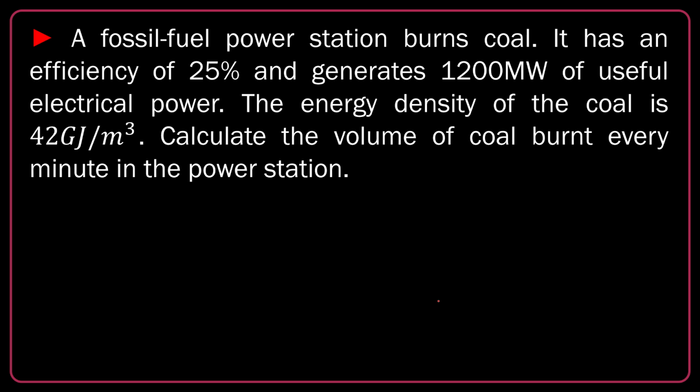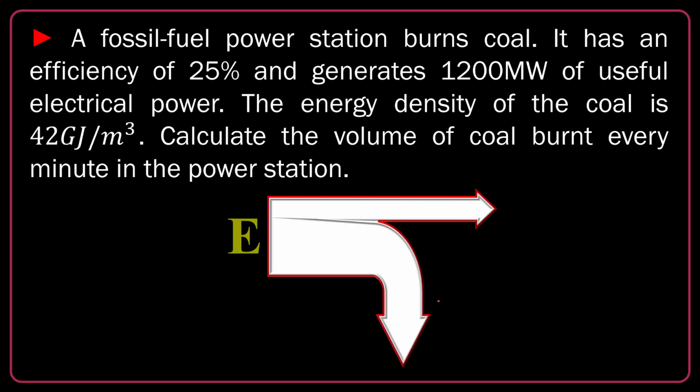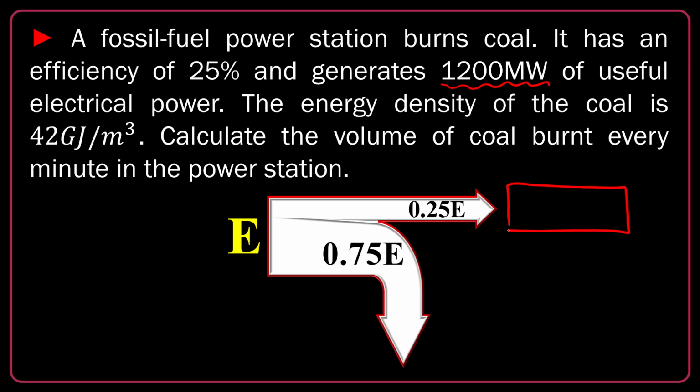Let's answer this question. A fossil fuel power station burns coal. It has an efficiency of 25%. What does it mean? 25% means that in a Sankey diagram, if we have the total input energy, 25% is going to be the useful and 75% is the degraded, dissipated energy. Okay, and generates 1200 megawatts of useful electrical power. Guys, this is not the value here. This is going to be the energy. So here we should put useful energy, not useful power.